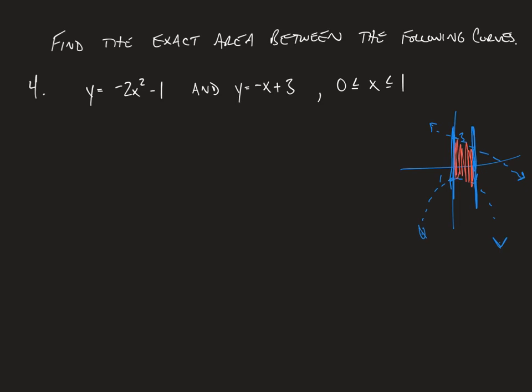So the way that we're going to approach this situation is we're going to first take a look at this function, this linear function, which is negative x plus 3, and we're going to ask for the area under that curve between 0 and 1. And that's going to give us this area, and it'll be a positive value.